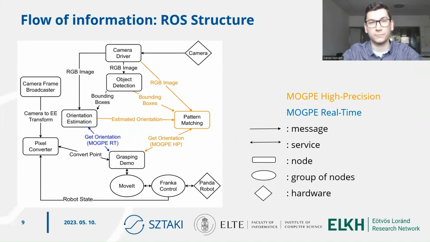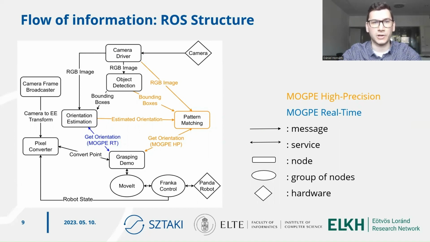So we have a camera, and with the camera driver, we have an RGB image. I think it's really good in our work, not just that it's fast, but we don't need the depth data. In robotics, many times it's easier to use the depth image, but we were thinking, why can't we do it with just the RGB image? And so the orientation estimation gets the bounding box from the object detection and the RGB image.